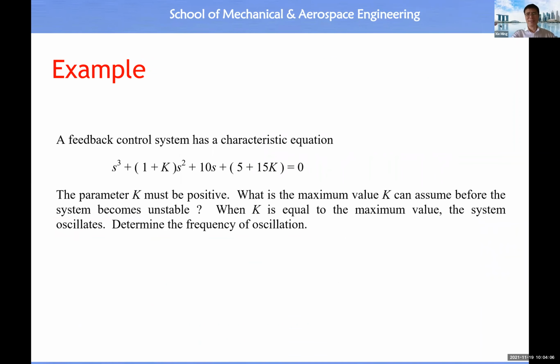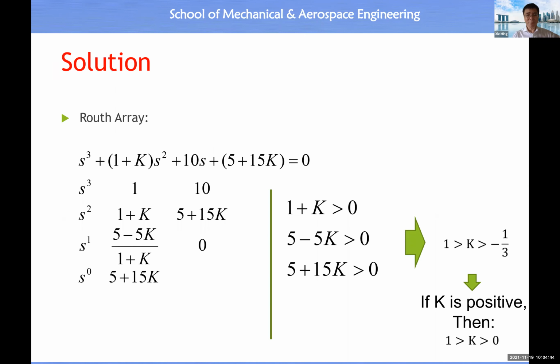So I use an example to illustrate the procedure, then you can easily understand. For example, we give you this denominator equation, or characteristic equation, then we want to know what the value of K should be, okay? If I choose the maximum allowable value for K, then I will make the system oscillate, moving to the boundary of stability. The boundary of stability means what? Oscillation. Once it oscillates, what should be the frequency of oscillation? Okay, so this is an example for you to understand all this knowledge, okay?